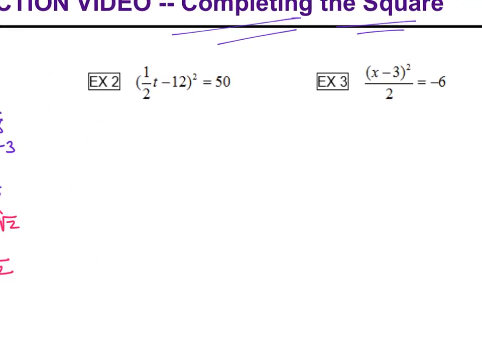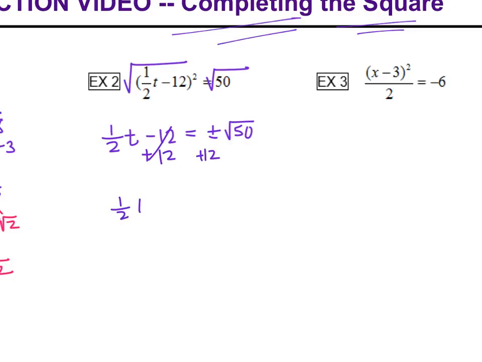Here we have this thing is being squared, so we can go ahead and square root both sides. The square root cancels out the square, leaving us with 1/2 t minus 12 equals, I'm going to go ahead and remember that plus or minus right now. Plus or minus the square root of 50. Now, we can go ahead and add 12 to both sides. So we have 1/2 t is equal to 12 plus or minus the square root of 50.